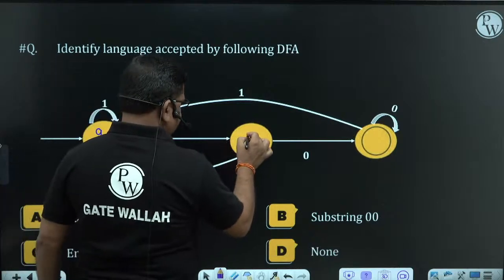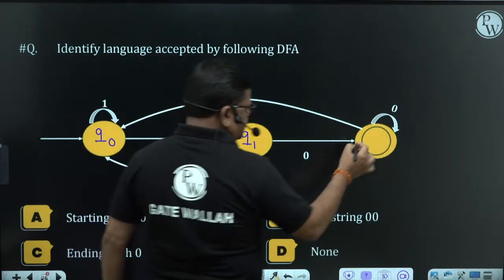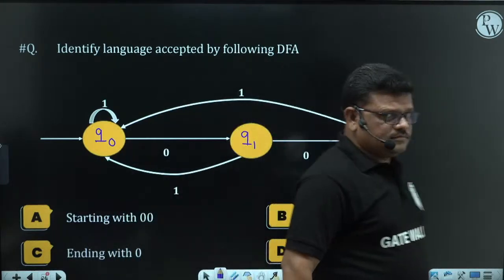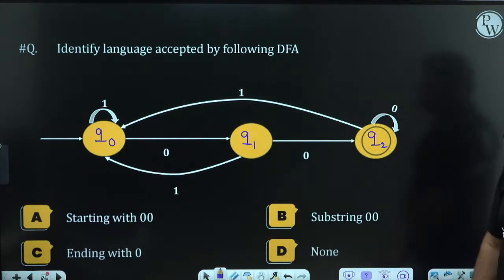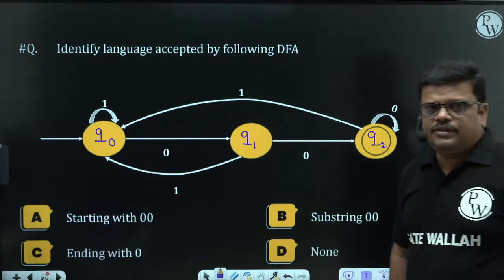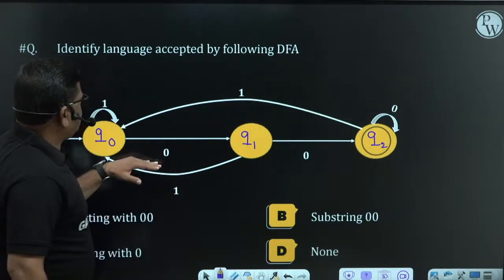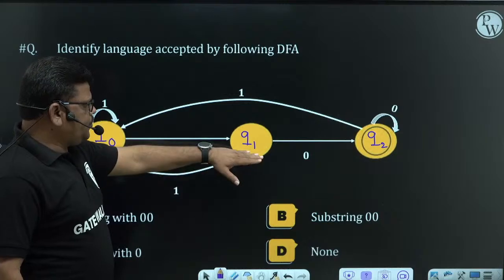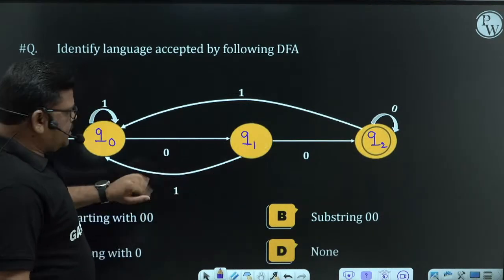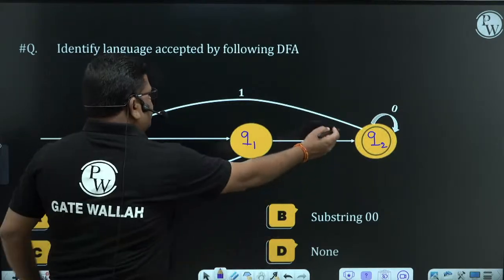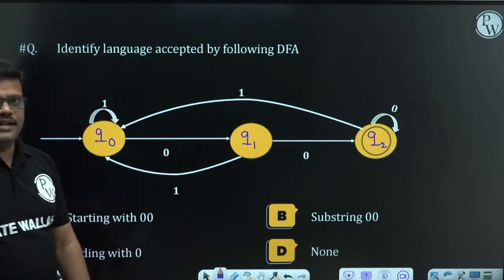Q0 state, then it will be easy for you. Three states, Q0, Q1, Q2. To say DFA, every state, every symbol, transition should exist. So Q0 state, 0 transition, 1 transition. Q1 state, 0 transition, 1 transition. Q2 state, 0 transition. On 1 we have a transition like this. So this is clearly DFA.